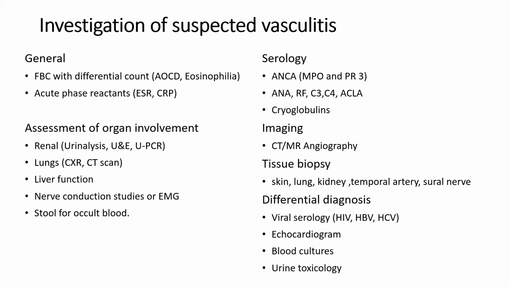Your liver function test. With mononeuritis multiplex, you need to do your nerve conduction studies. And then for serology, you need to do your ANCAs. Just a brief word on ANCAs. Lots of people do ANCAs without any proper indication, and sometimes they get a positive test and you really don't know what to do with it. So you should have a good reason for doing an ANCA.